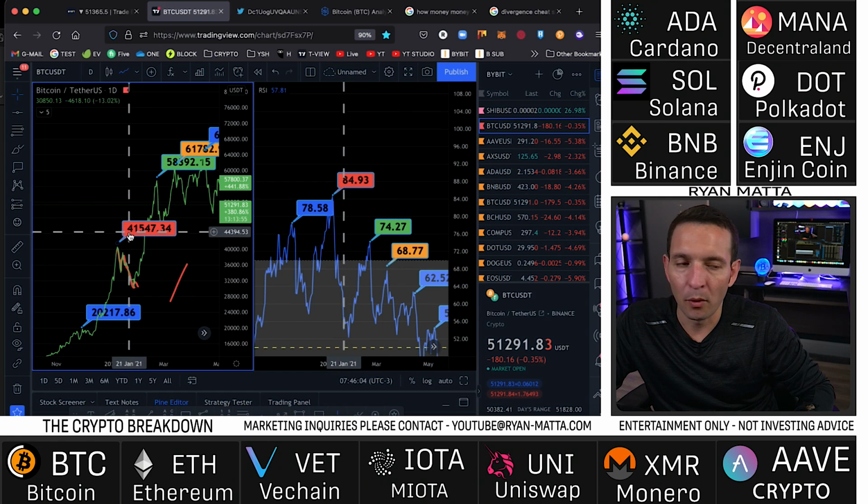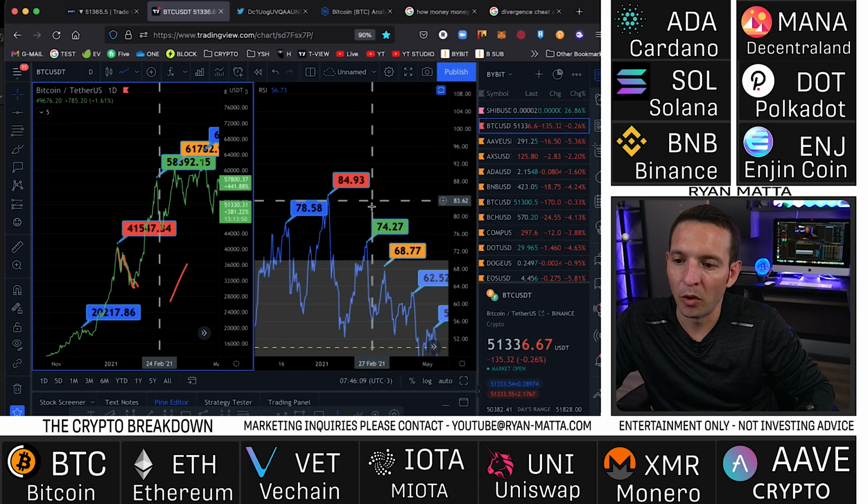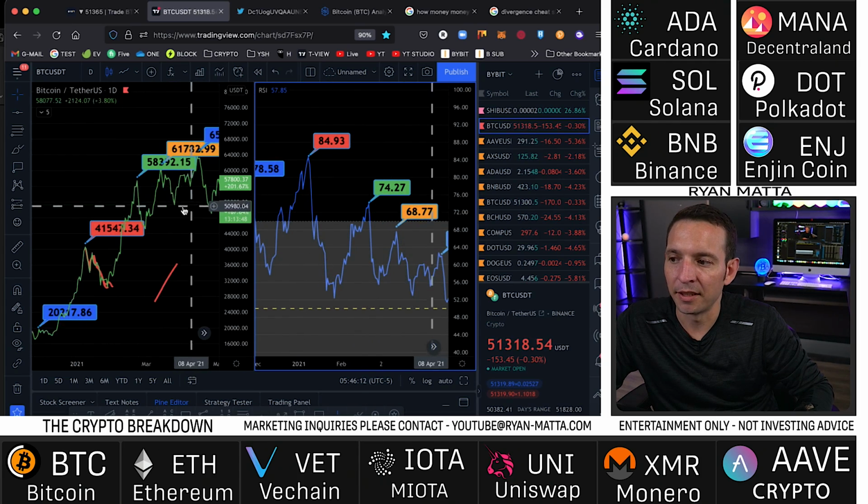Now from this red point right here to this green point versus this red point over here to this green point, what do you see? What type of divergence is that? That is Class A bearish reversal divergence. So you have price putting in higher highs and you have RSI putting in lower highs. And that is the difference when one is doing something different than the other.